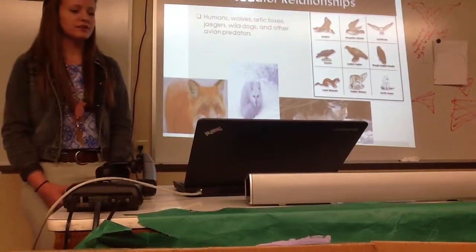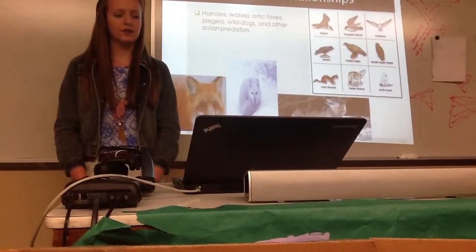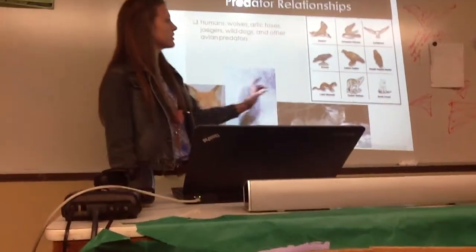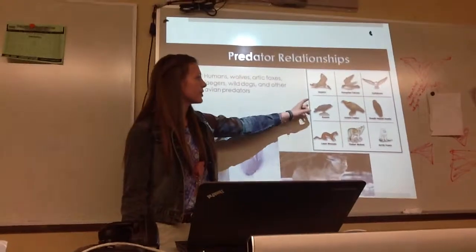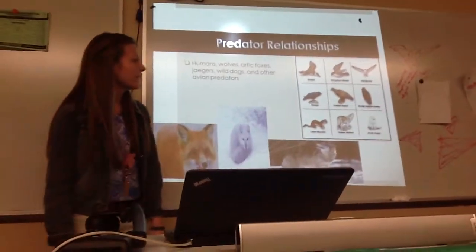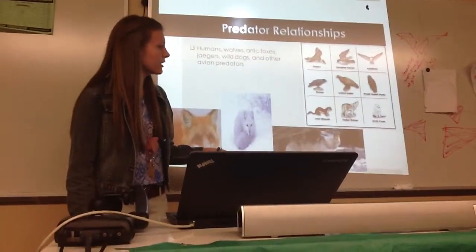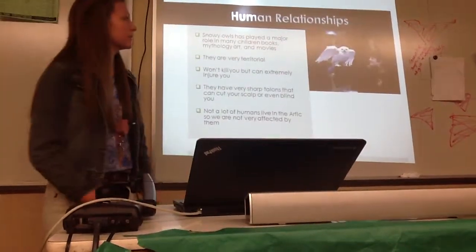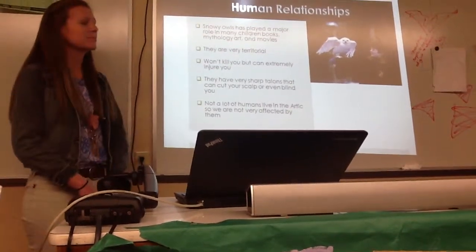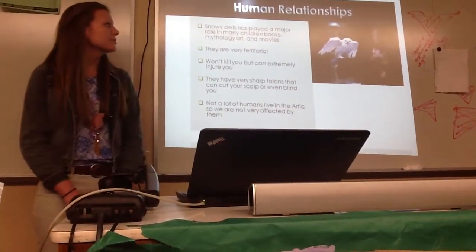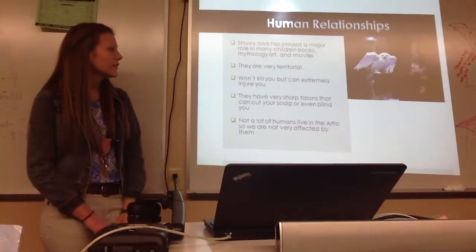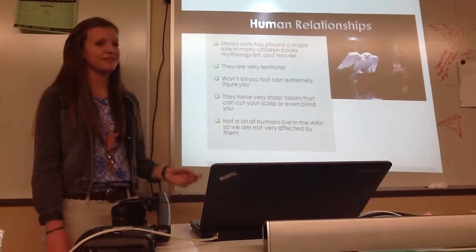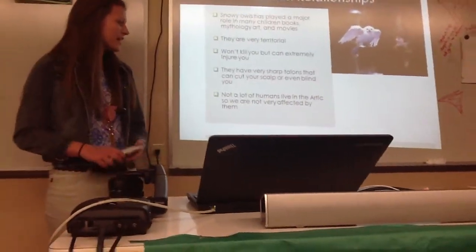So besides humans, the other predators of the snowy owl include wolves, Arctic foxes, and wild dogs. This is a jaeger, it's a type of bird. And they include other avian predators such as golden eagles and falcons. As for human relationships, the snowy owl has played a major role in children's books, mythology, art, and movies. They're very territorial. They won't kill you, but they'll extremely injure you, like cutting your scalp or blinding you.